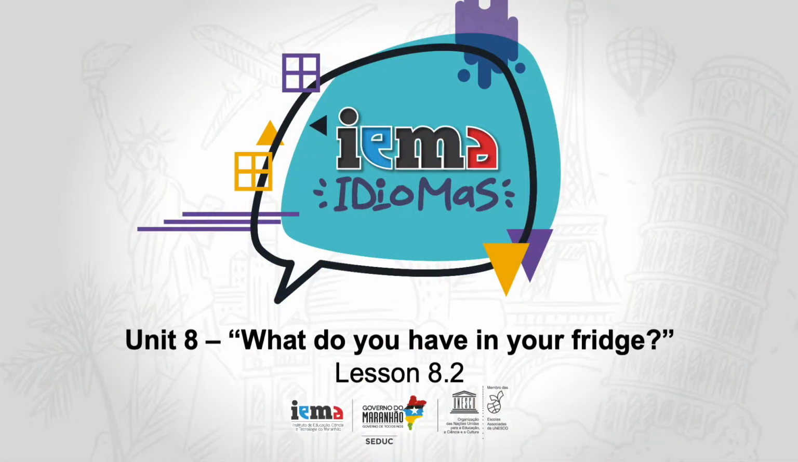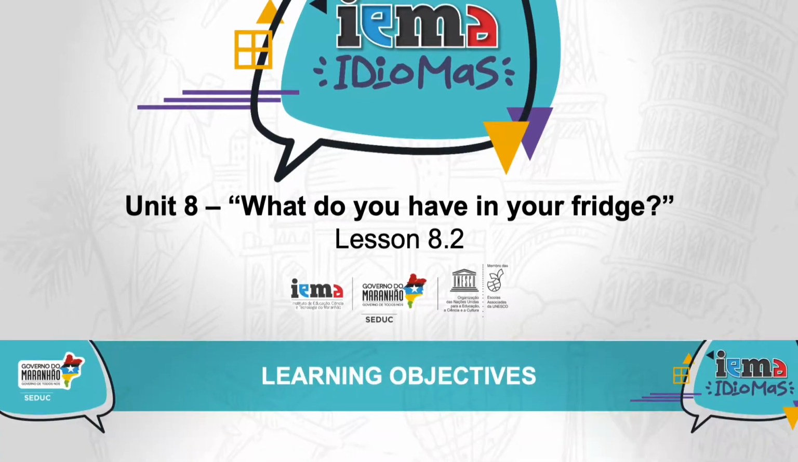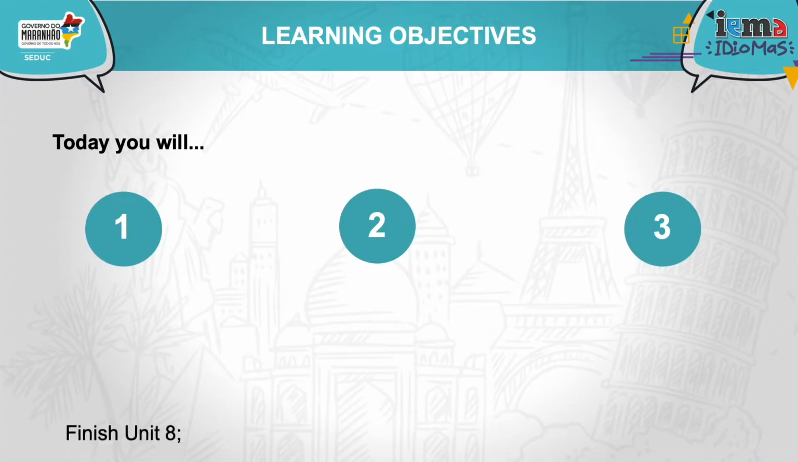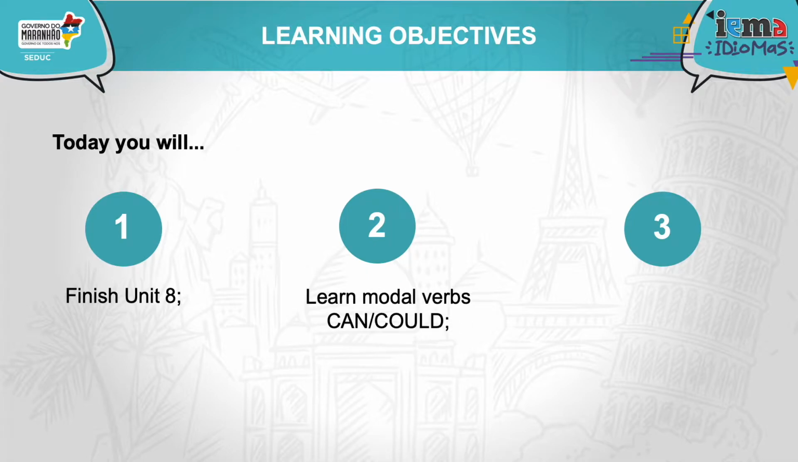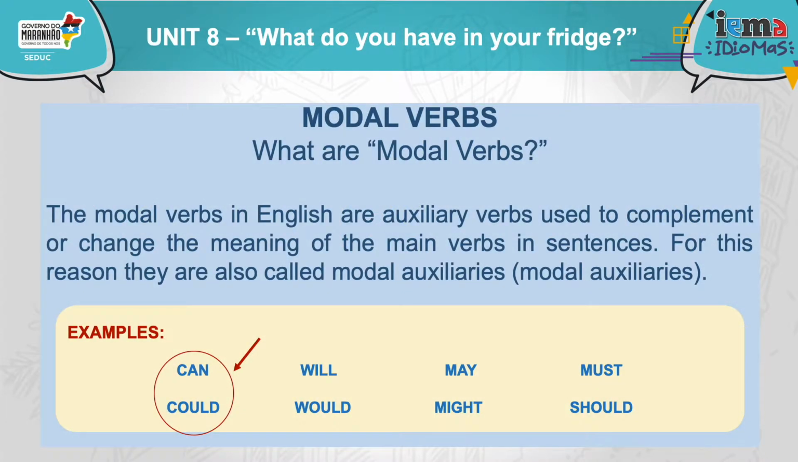Today we are going to continue our classes and finish Unit 8, which is about food, okay? But today we are going to talk about a new grammar content. So let's see. Today we will finish Unit 8. We will learn about modal verbs can and could, and we will talk about abilities in the present and in the past. Let's go? Okay, so what are modal verbs?